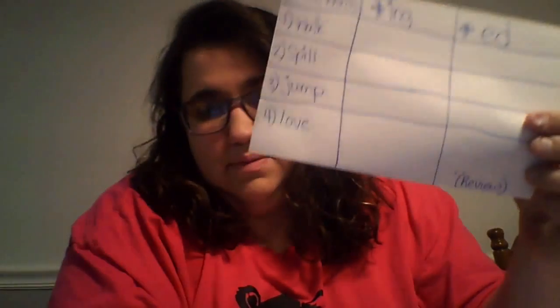So for the activities, you would use a marker board and a pencil, but what I have is just a simple sheet of paper with 4 different words. I have the words walk, spill, jump, and love. And then the inflectional endings I'm going to add are ing and ed.